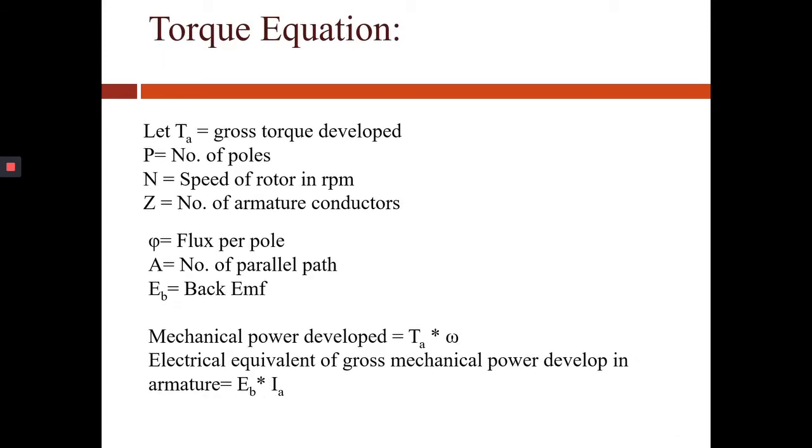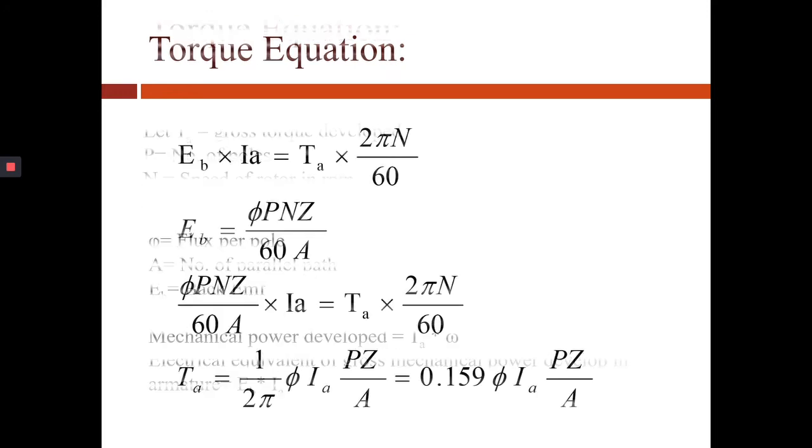Now we'll see torque equation. Let TA equal to gross torque developed, P equal to number of poles, N equal to speed of rotor in RPM, Z equal to number of armature conductors, phi equal to flux per pole, A equal to number of parallel paths, EB equal to back EMF. Then the mechanical power developed equal to TA into omega, and the electrical equivalent of gross mechanical power developed in armature equal to EB into IA.